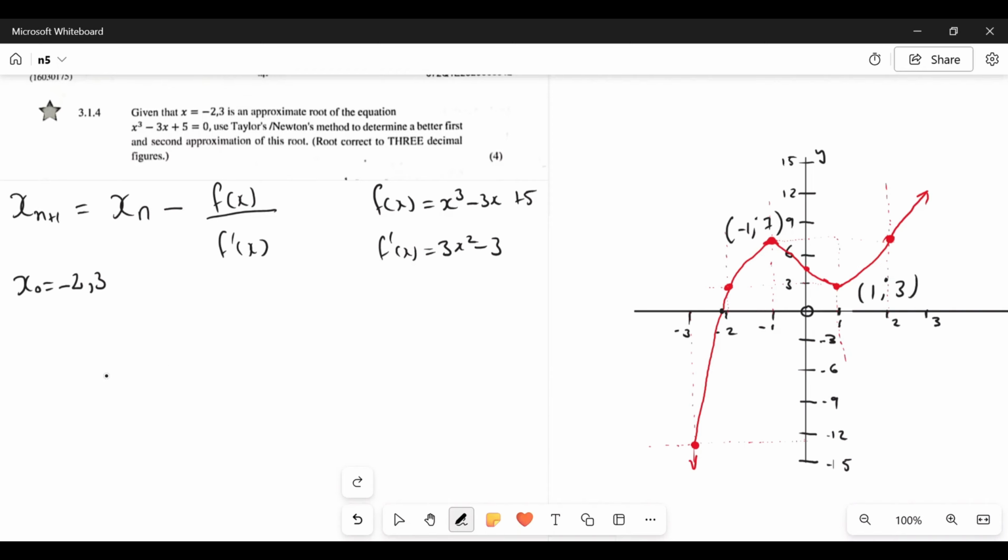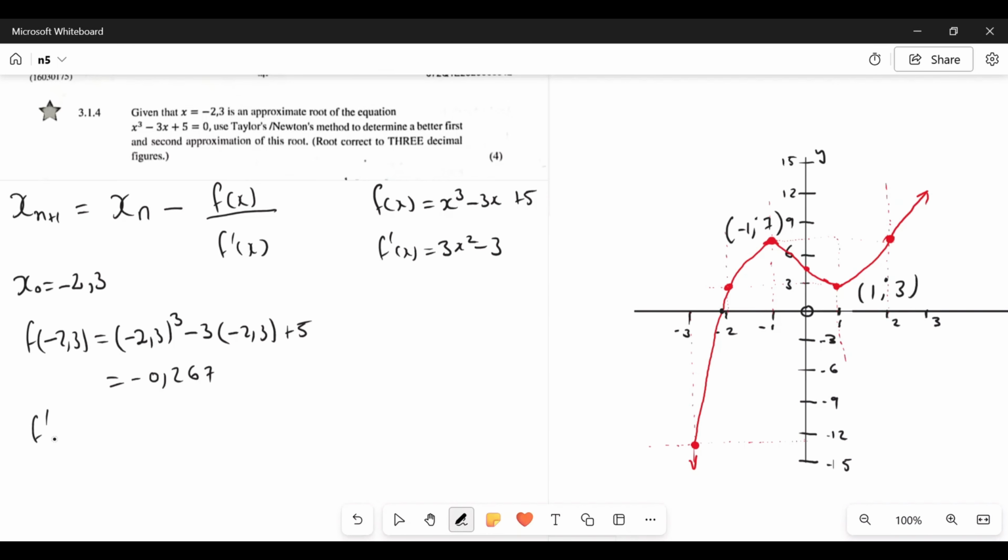So let's start by finding our f of x. Instead of writing f of x, how about we write f of negative 2,3, and then we substitute negative 2,3 wherever there is x. So let's substitute: negative 2,3 to the power of 3 minus 3 times negative 2,3 plus 5. From here we just use our calculators. If we use our calculator, it's going to be negative 0,267. This is our answer for this one.